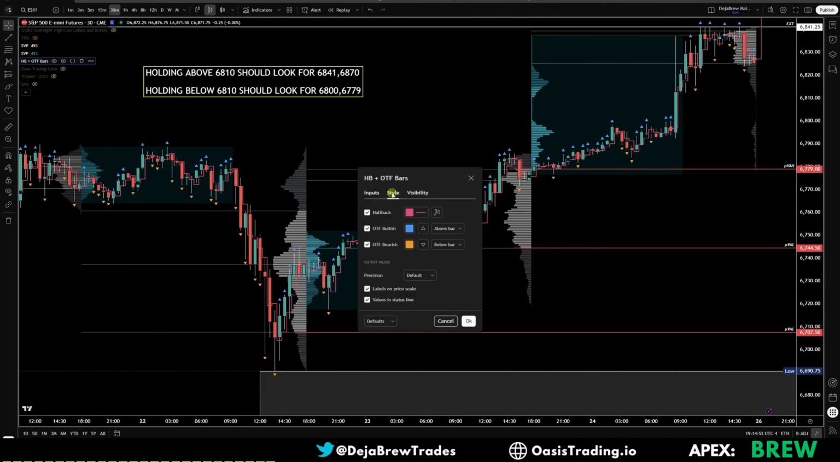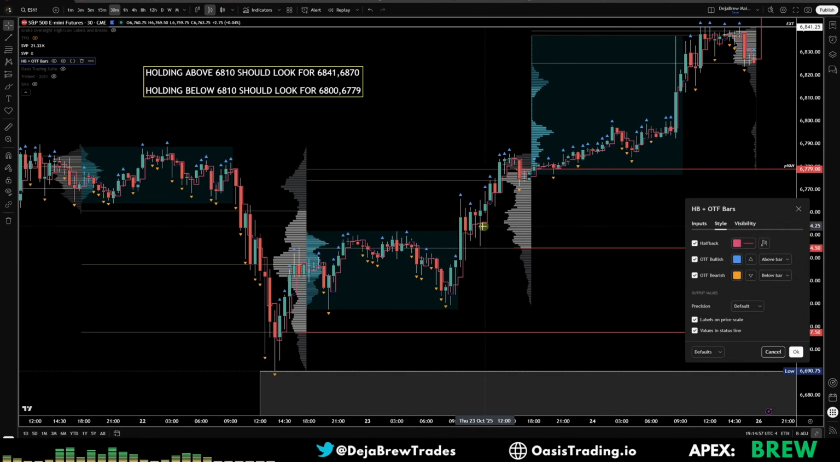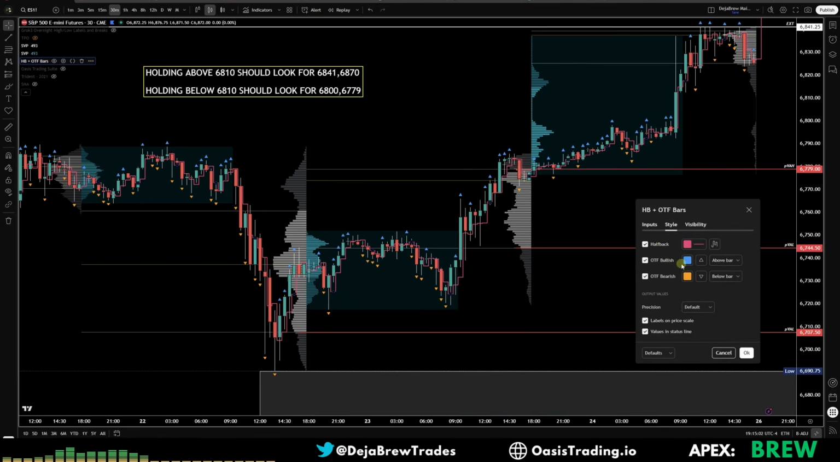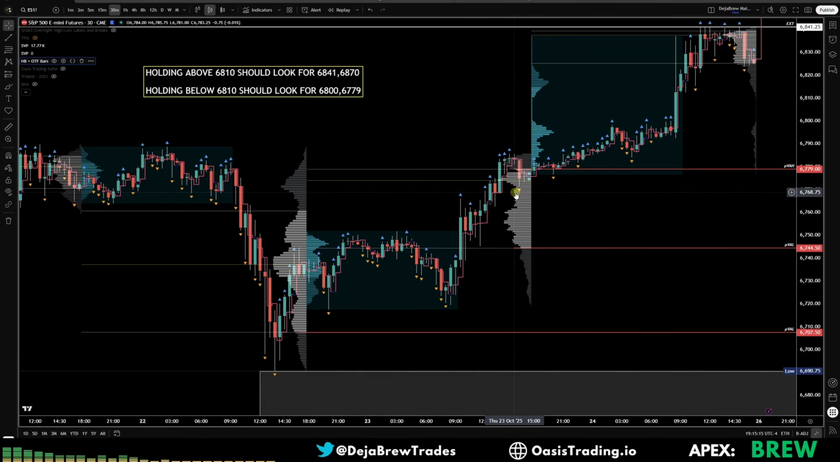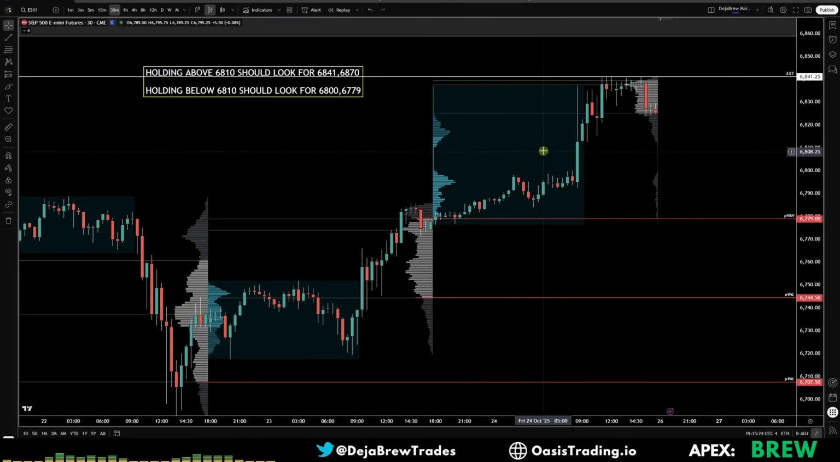Oasis Trading. It's an indicator that will mark out the halfback with a line, and it will tell you when you're one time framing bullishly with a blue triangle or bearishly with an orange triangle. I believe those are the default settings. If not, you can change the colors on your own. But if you guys want some help seeing that in effect, look for that indicator. It's completely free. Just type in halfback and one time framing, and it should come up.